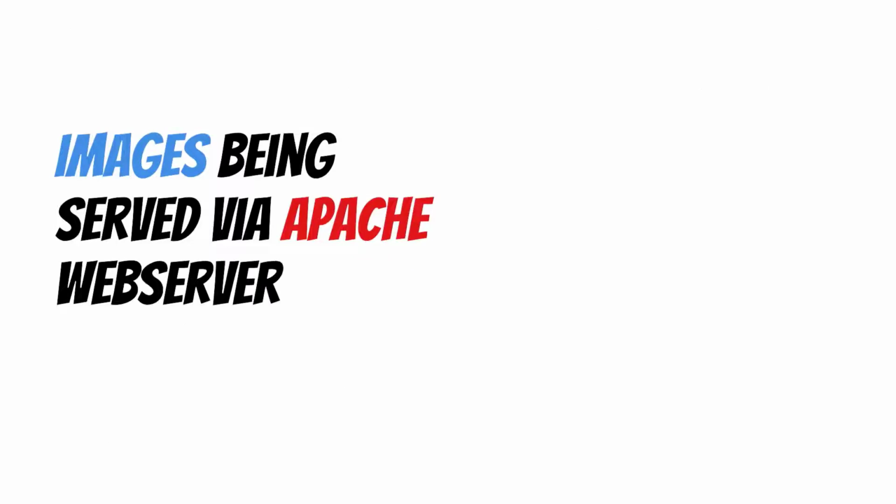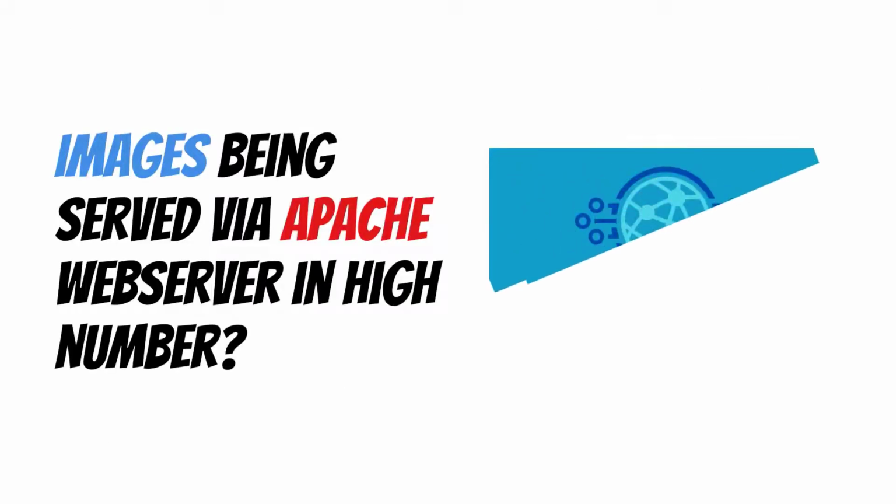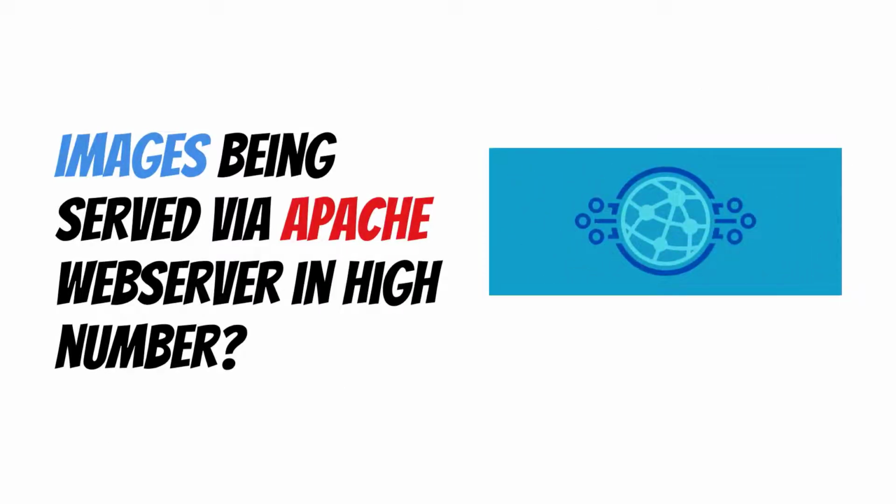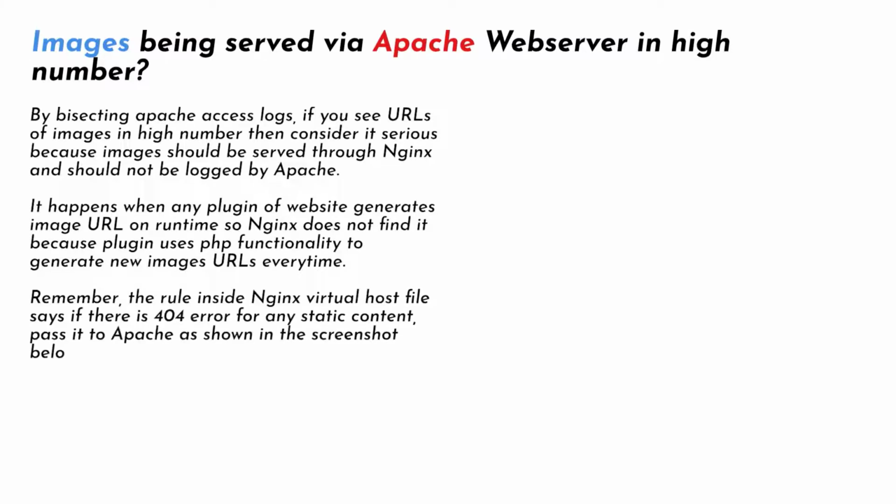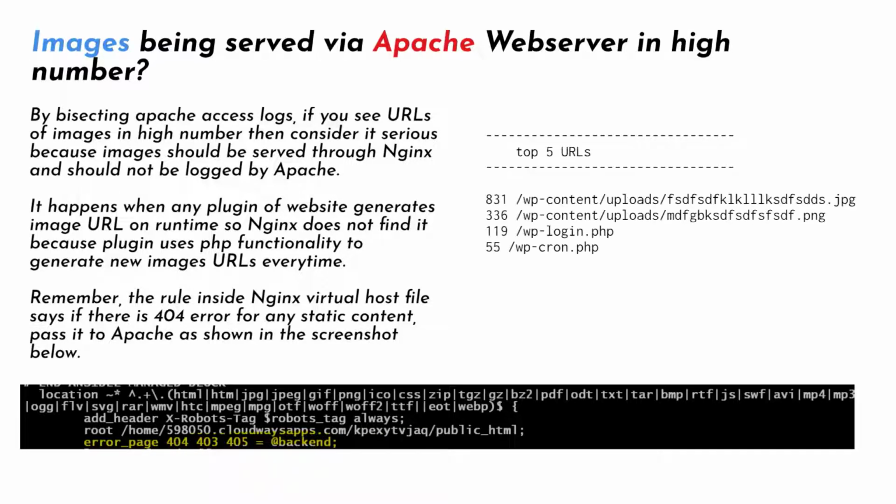This segment is going to tell about what happens when Apache starts serving images. Let's get into it. By bisecting Apache access logs, if you see URLs of images in high number, then consider it serious, because images should be served through Nginx and should not be logged by Apache.